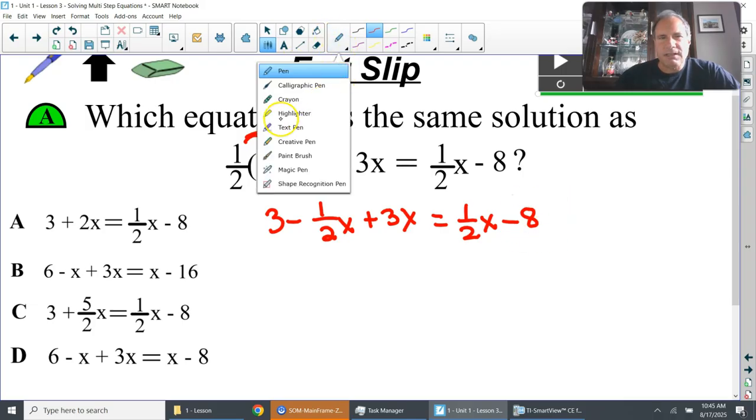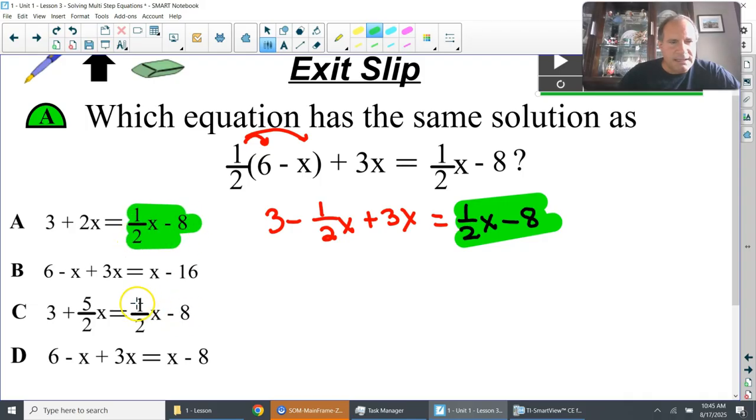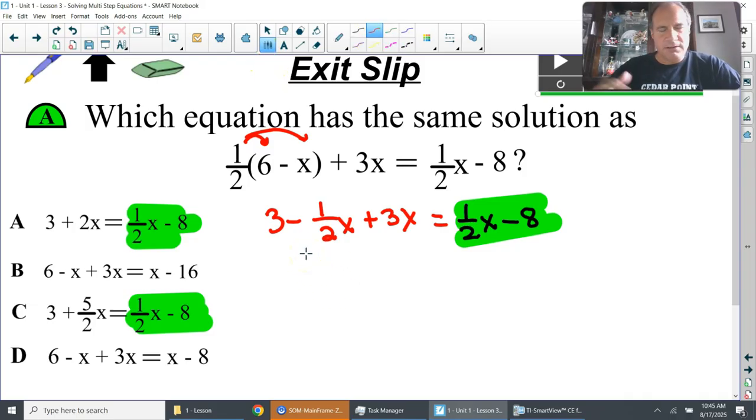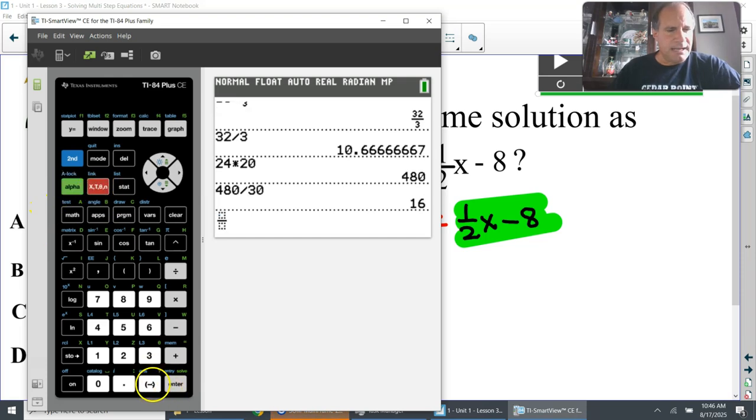So you could see I'm going to highlight this. If you have half x minus 8, and both of these are half x minus 8, you should probably look at A and B and see exactly what's going on. Let's do the next step. And this is 3, so I'm just going to put the 3 here. And then I'm going to put 3. We're going to put 1/2 x, negative 1/2.